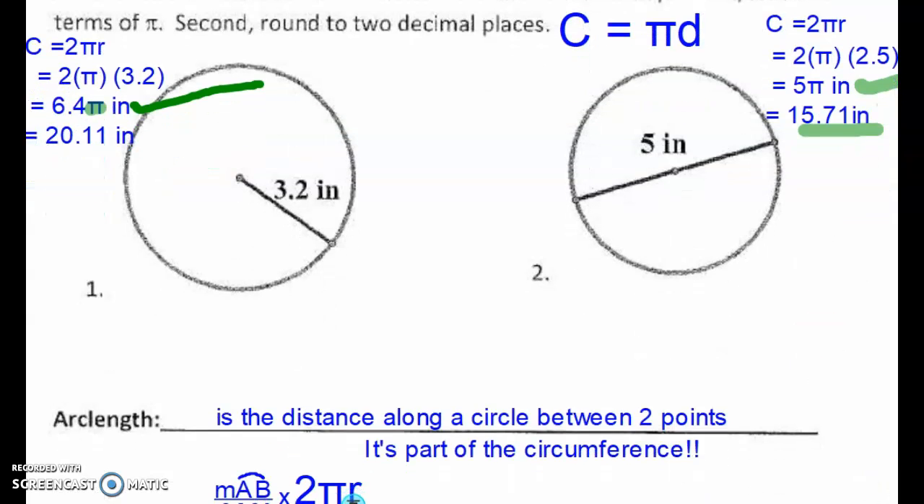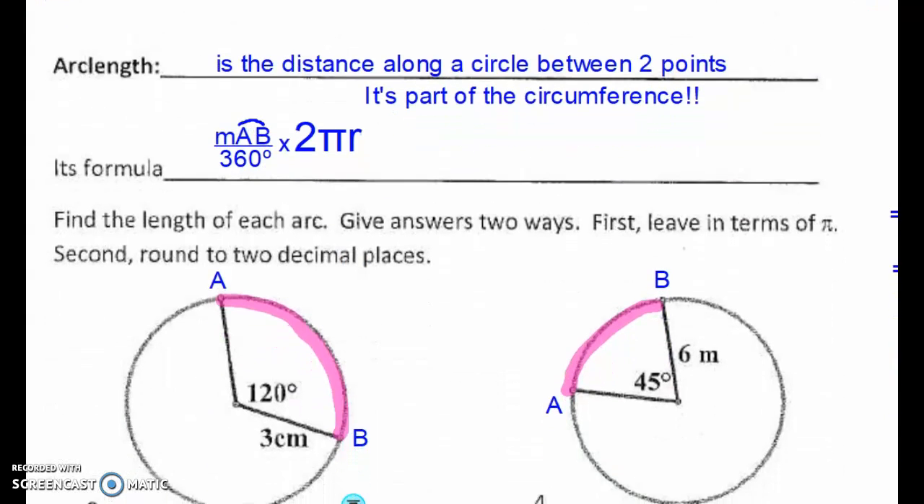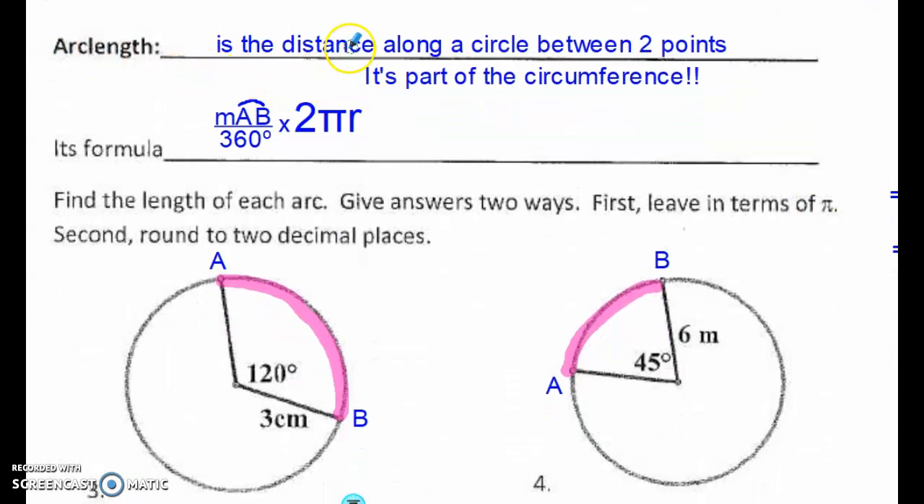Okay, now let's get back to that arc length. Arc length is a distance along the circle between 2 points. It's part of the circumference. And here's our formula again. Same formula I had on the previous page. Measure of the arc over a whole circle times 2 pi r.